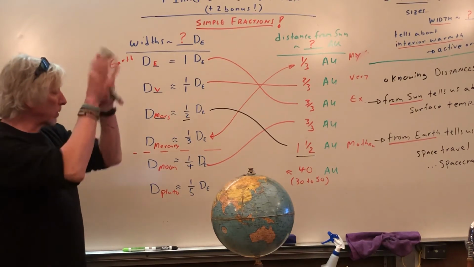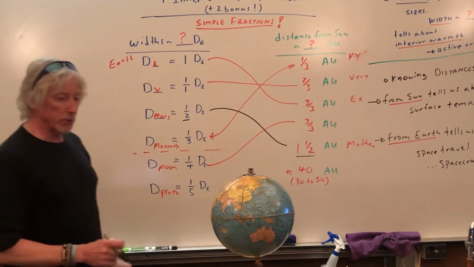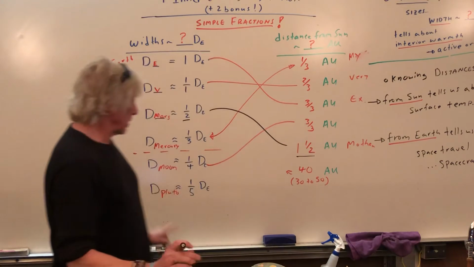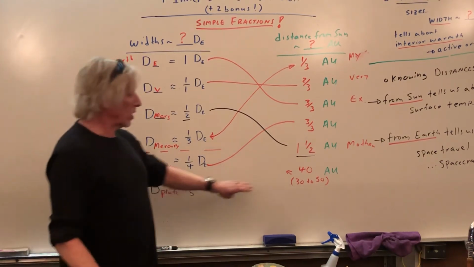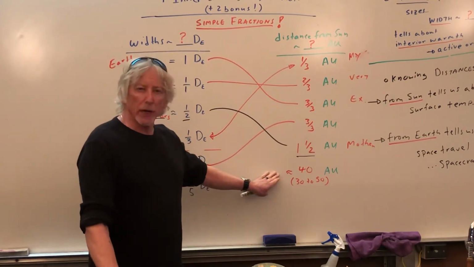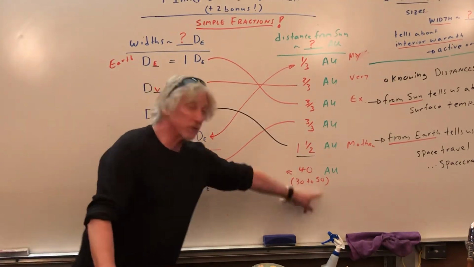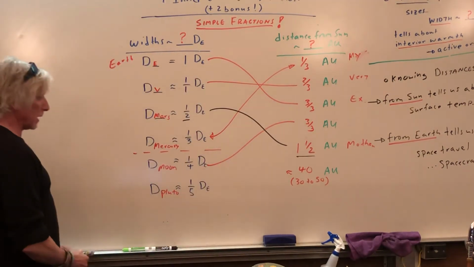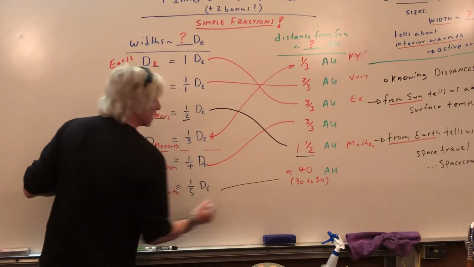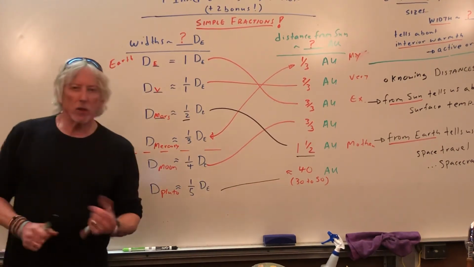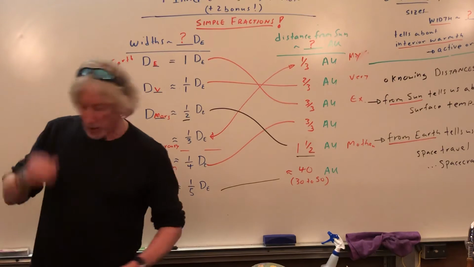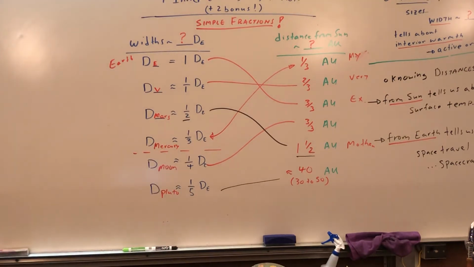And then way, way out there, good old Pluto. Pluto is, on average, about 40 AU away, or 30 to 50, got the 5 and the 50 if you want, whatever it takes, is going to be here. Now I know the widths and distances, and so I can play with this in another couple of ways too.